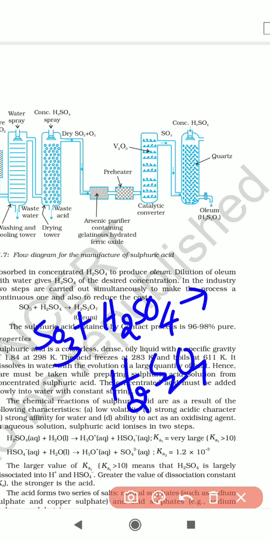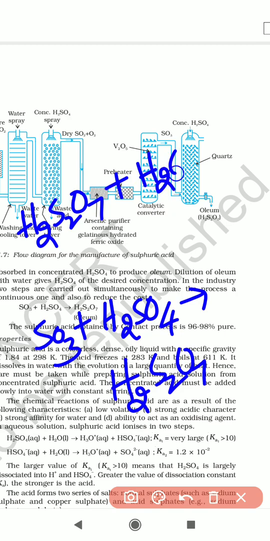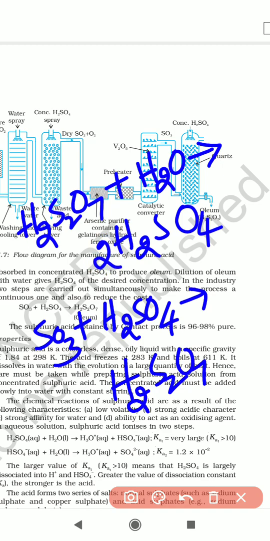So the oleum formed, H2S2O7, further reacts with water molecules by hydrolysis to form sulfuric acid, H2SO4. This H2SO4 is a highly pure compound that is produced.